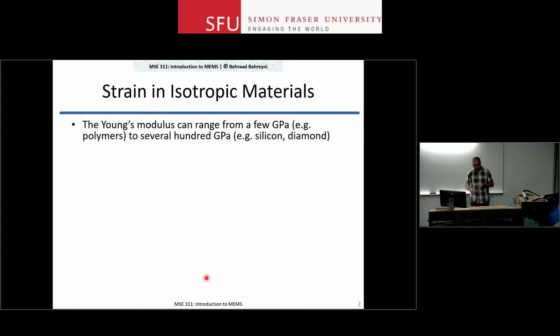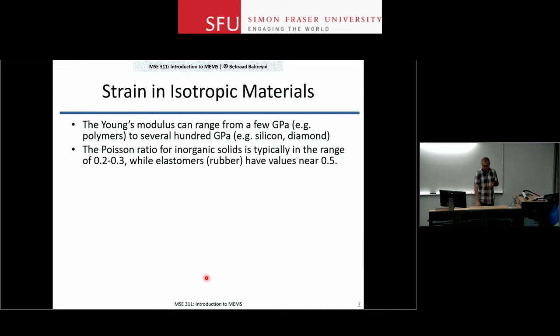The Young's modulus typically is on the order of gigapascals for, let's say, polymers, but it is as high as hundreds of gigapascals for solids like steel or silicon. For silicon, it varies from about 130 gigapascals to about 180 gigapascals, depending on the direction. The Poisson's ratio has a fairly limited range. It's typically around 0.2, 0.3 for most materials.